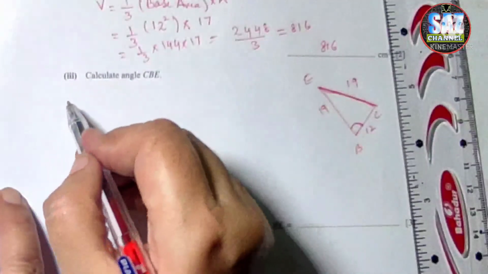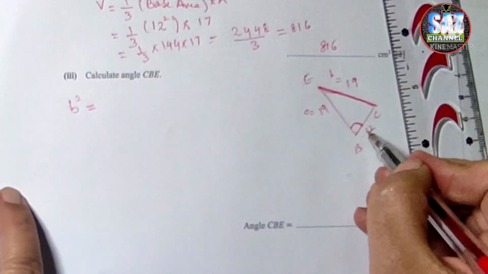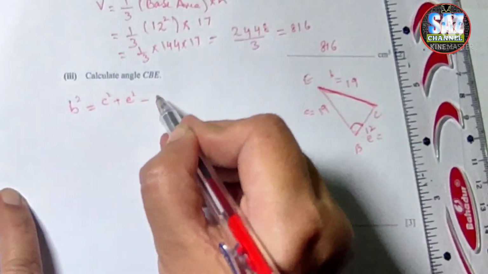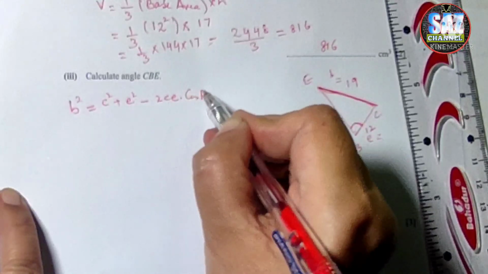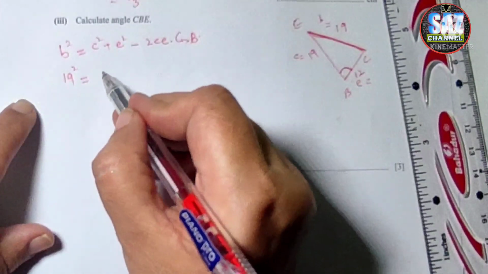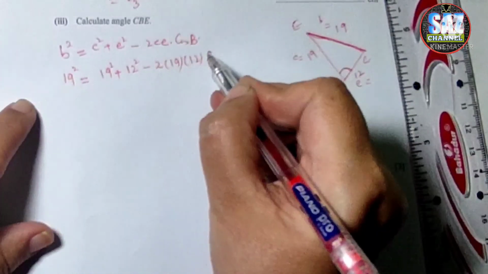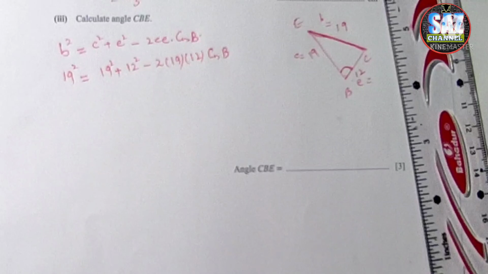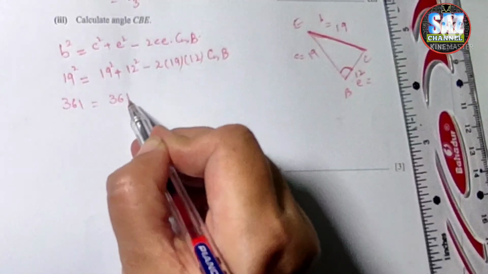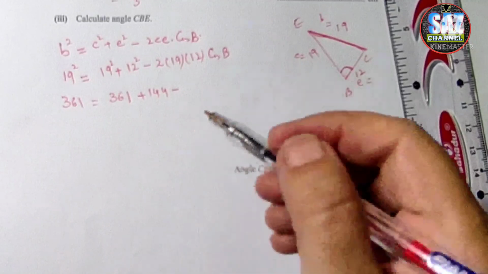According to the cosine law, b square will be equal to c square plus e square minus 2 into c e and cos of angle B. Now look, b has the value 19 square, and c has again 19 square, e has 12 square, minus 2 into 19 into 12, and cos of angle B. 19 times 19 is 361. 361 plus 144 minus 2 into 19 into 12, and this gives me 456 cos B.